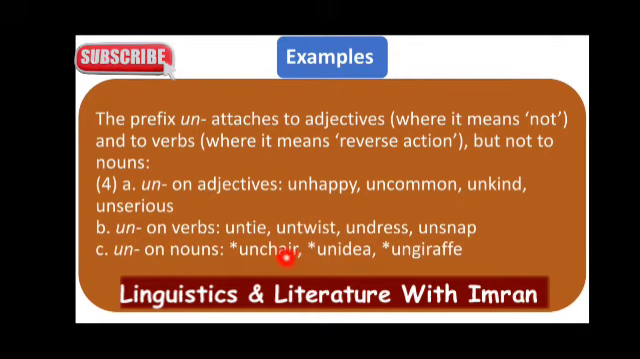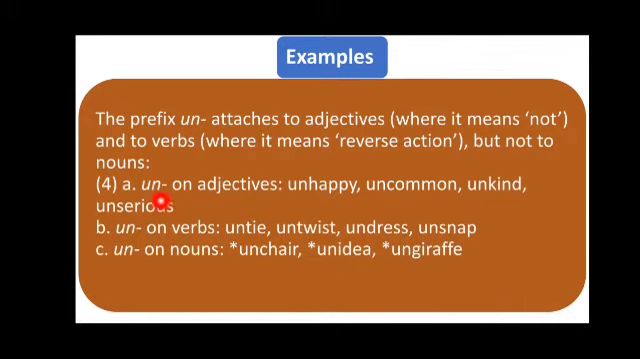For example, we have a noun, chair. You can't say unchair. You can't say unidea, or unigiraffe. So these are nouns. According to the rules, we can attach the prefix un to adjectives and verbs, but we can't add un to nouns. And with adjectives un means not, and with verbs un means the reverse action of something. I hope you got it.